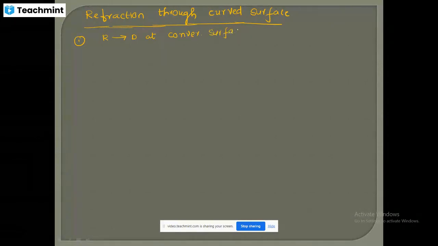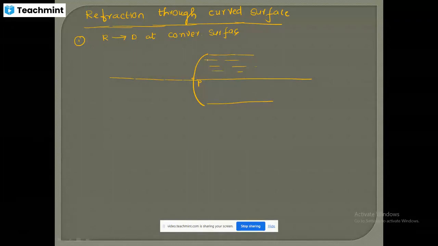Okay, convex surface. So this is my convex surface. This is the pole. This is the principal axis. Here I can take the water medium. This surface is a bulge surface, which means a convex surface. So this is water, a denser medium. This is a rarer medium. Light is traveling from rarer to denser. For example, we take one ray.